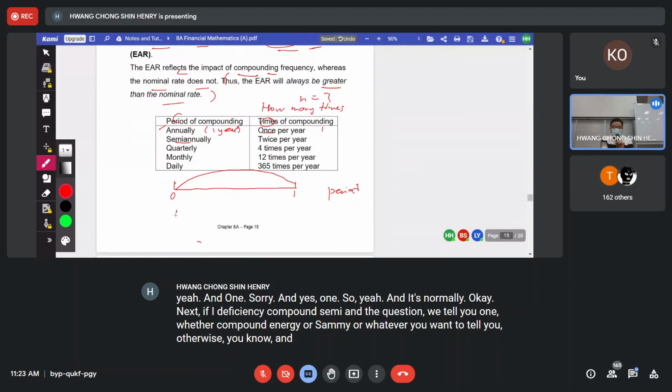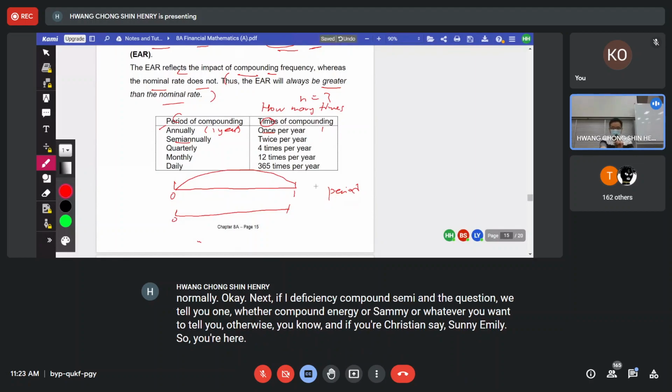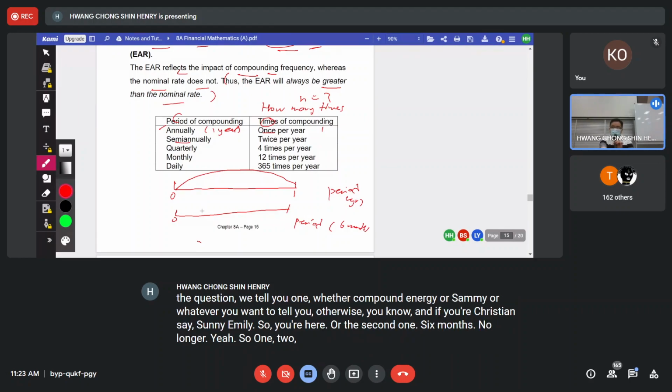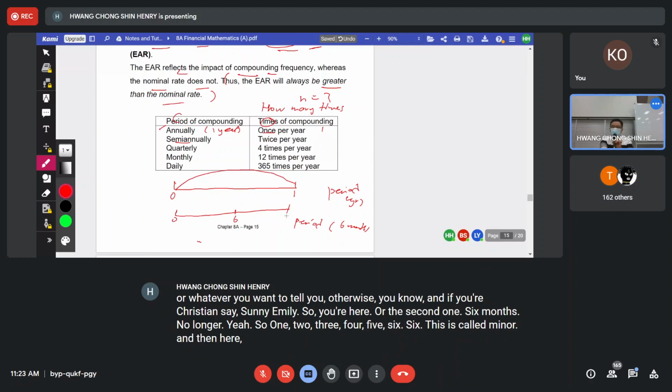Okay, if the question says semi-annually, so your period here is no longer year. For the first one it is year. For the second one, the period is what? 6 months. No longer year. So 1, 2, 3, 4, 5, 6. 6. This is called month. And then here should be what? 12. Is it 12? Why 12? Because it's 1 year now. So this is called semi-annually.